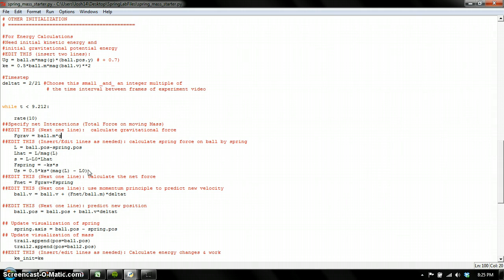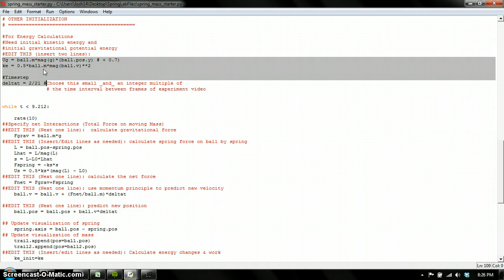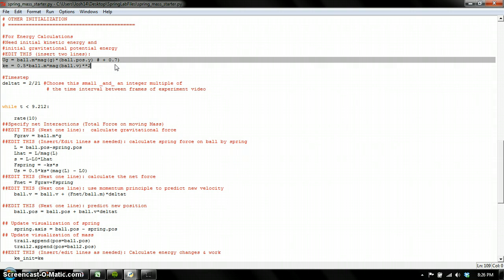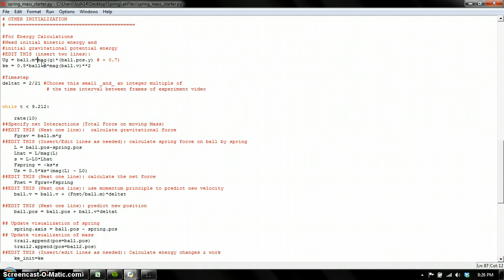I also calculated the change in spring potential, which was 1/2 times k times the magnitude of the length minus the initial length. And I also calculated the kinetic energy and the gravitational potential by taking the mass of the ball times the constant of gravity times the y position, and the kinetic energy was 1/2 times the mass of the ball times the magnitude of the velocity, which is speed squared.